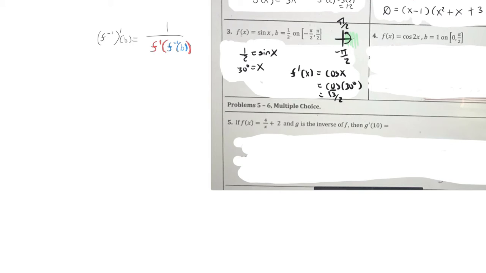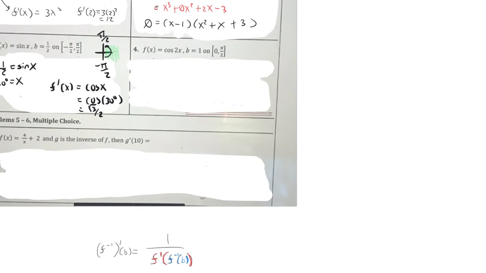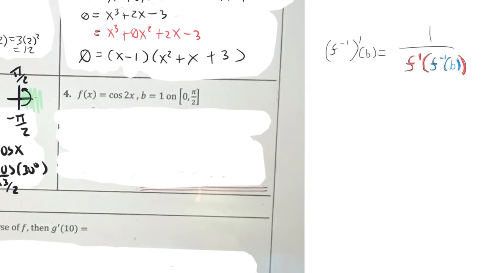Okay, looking at problem number 4. So let's see what's going on over here. Problem number 4, we have f of x equals cosine of 2x and b equals 1. So once again, we're going to set this equal to 1. We have cosine of 2x equals 1.